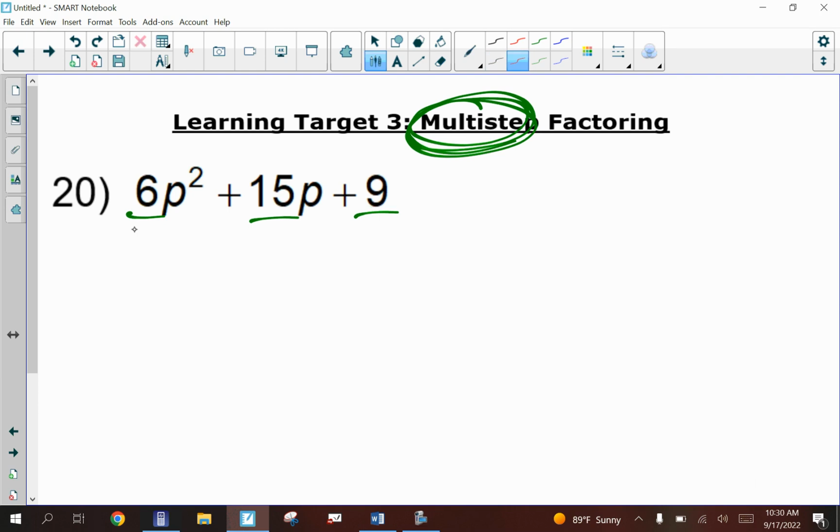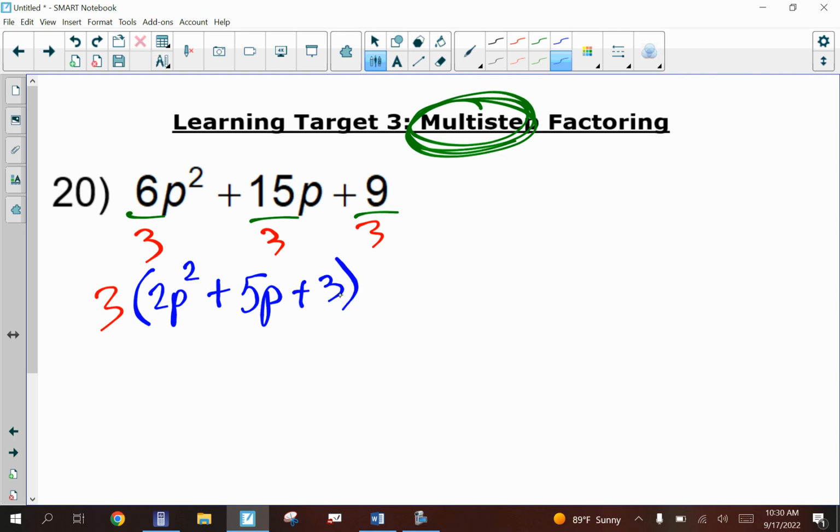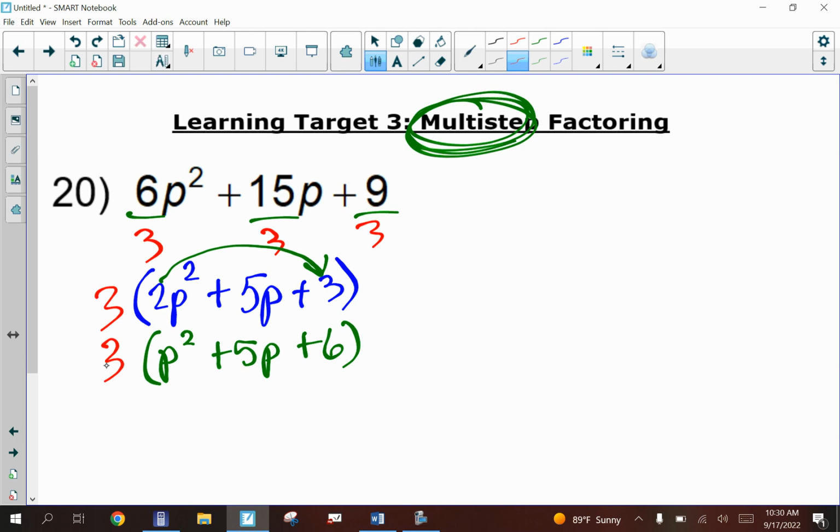Multi-step factoring is usually going to have a GCF. So this is going to have a GCF of 3, and that's our Chucky, little Chucky term out in the front. So this is going to be 3 times 2p squared plus 5p plus 3. Now, this is still a complex ABC, so we're going to have to multiply the 2 with the 3 and absorb it into that. So that's going to be a plus 6. So now this is p squared plus 5p plus 6 in parentheses. And then don't forget Chucky. He's going to follow us till the end.